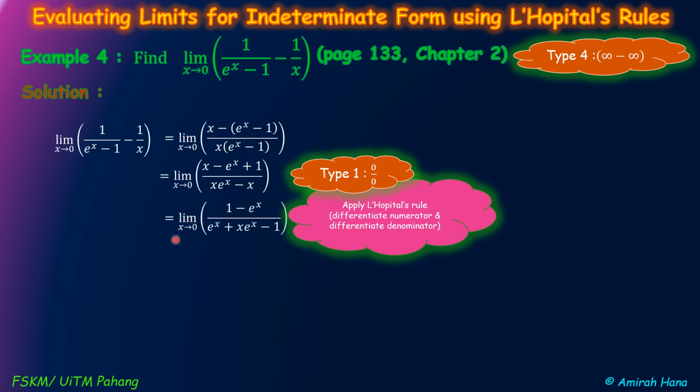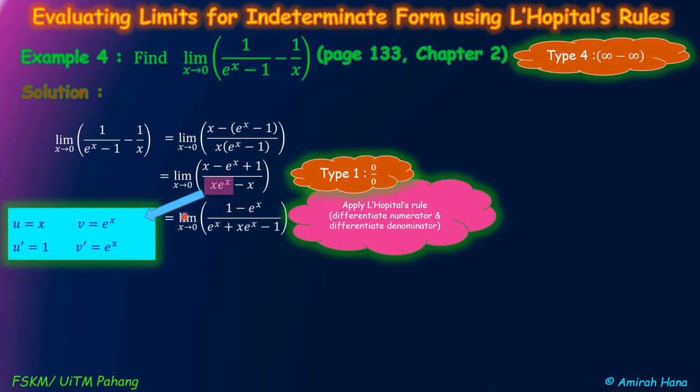We have limit x to 0. We differentiate x, which equals 1. We differentiate e to the power of x, which equals e to the power of x, and in between it is still minus. Then we differentiate constant 1, which equals 0, no need to write. In the denominator, we differentiate x e to the power of x. This is a multiplication operation, so we need to use the product rule.